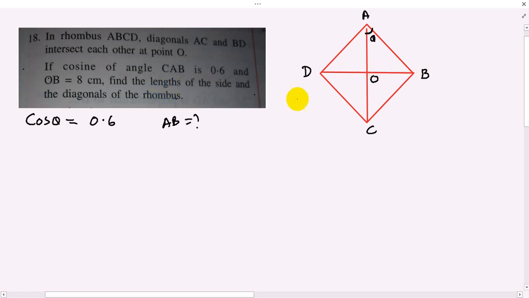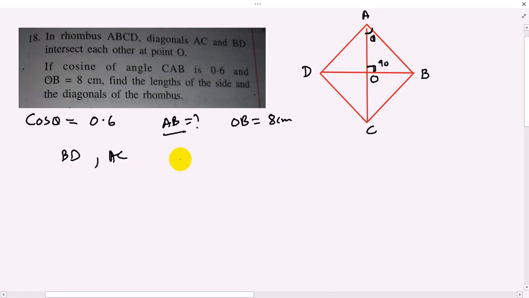OB is given as 8 centimeter. So we need to find AB, then BD and AC. First of all, in a rhombus both the diagonals bisect each other at 90 degrees. So that's all we need.